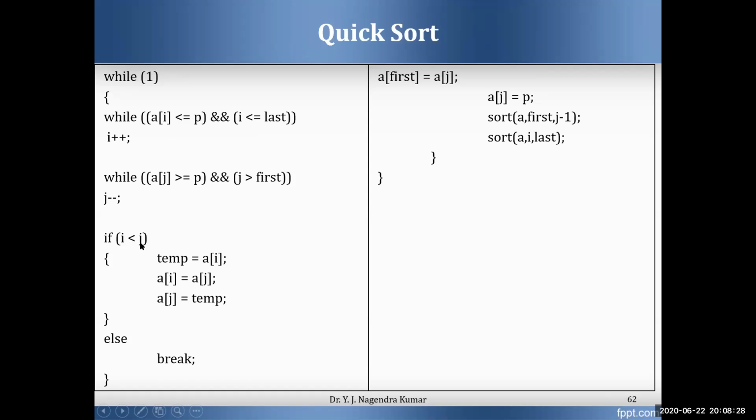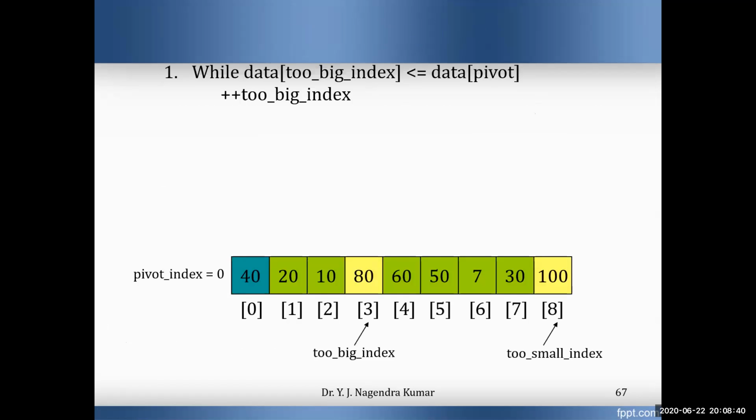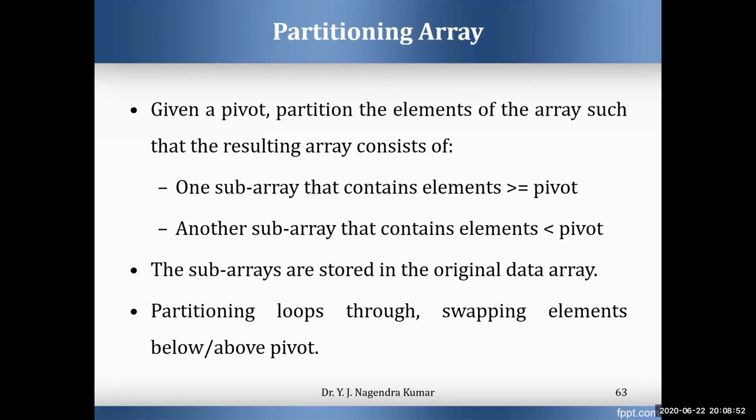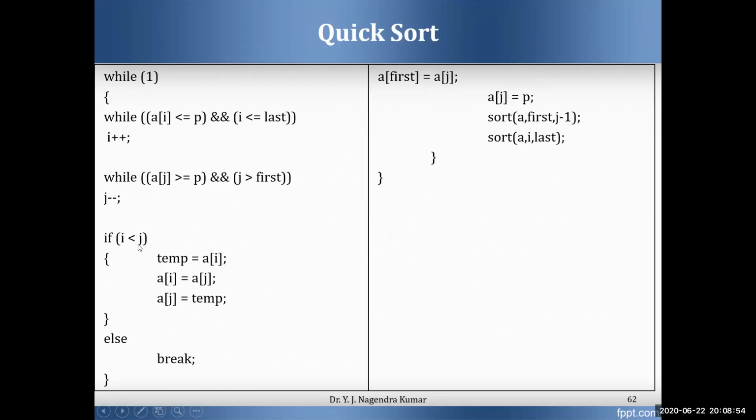Now it compares i less than j. What is i? Two big index. If two big index is less than two small index, then you have to swap these two elements. If you observe this diagram, 3 is less than 7, so you have to swap 80 and 30. That is what we are doing in the program. If i is less than j, then swap these two elements. Otherwise, break. This is the complete while loop.